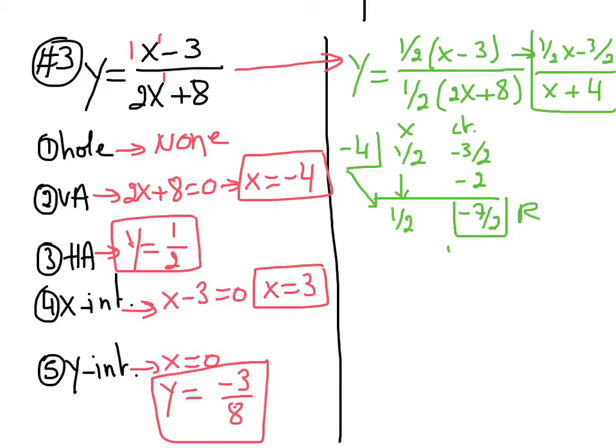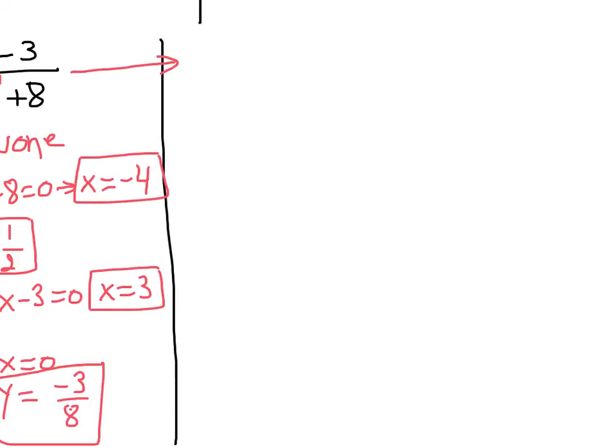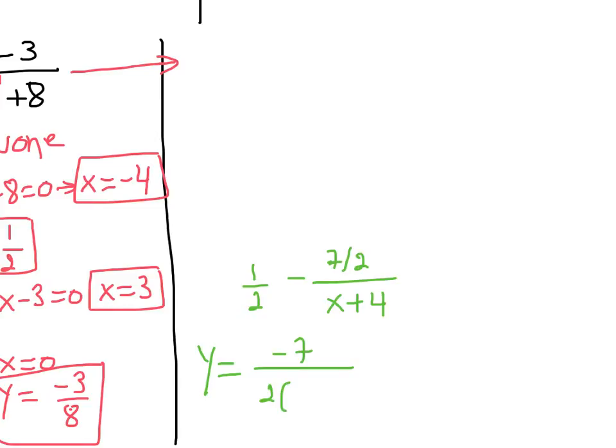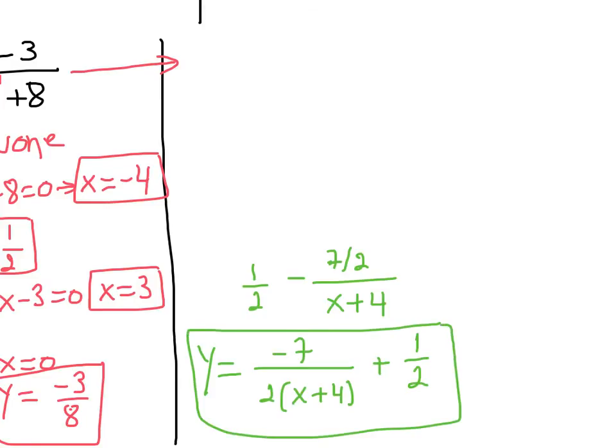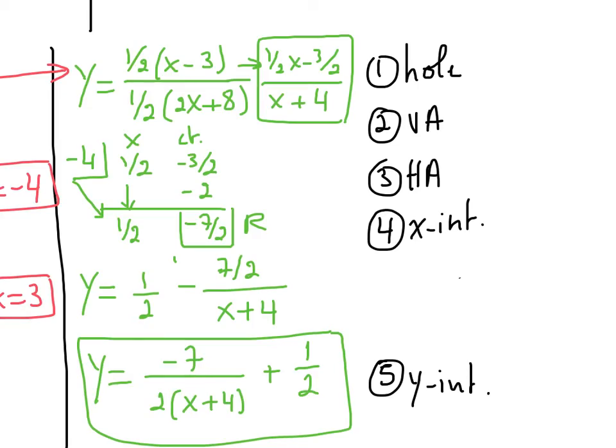So the way we're going to rewrite this function is y equal 1/2 minus 7 over 2 divided by x plus 4. Now we can also rewrite this one here to simplify it a little more. We have y equal -7 over 2 times x plus 4 plus 1/2. I want you to take that form and look at that form only and do all 5 steps. Okay, we did not factor, we did not reduce, there will be no hole.